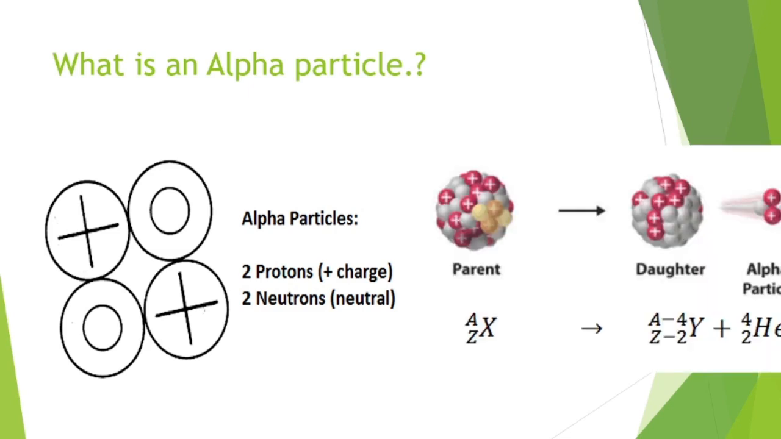Then how are these alpha particles produced? These are produced during the alpha decay of heavy unstable nuclei. In alpha decay, a parent nucleus ejects an alpha particle and transforms into a different element, or we can say a daughter element. The atomic number of the daughter element is reduced by 2 and the mass number is reduced by 4, because the alpha particle's composition is two protons and two neutrons.